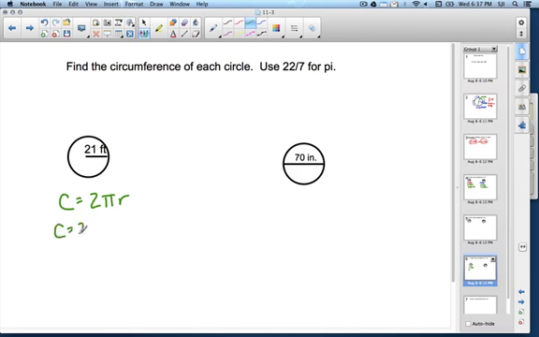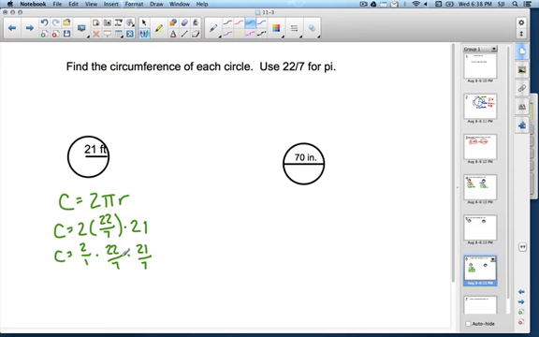C equals 2 times, and this time we need to use 22/7 for pi. And we're going to multiply this times 21. So in order to multiply fractions, we need to turn these into fractions themselves. So you change 2 into 2 over 1. We don't have to change 22 over 7, and 21 becomes 21 over 1.